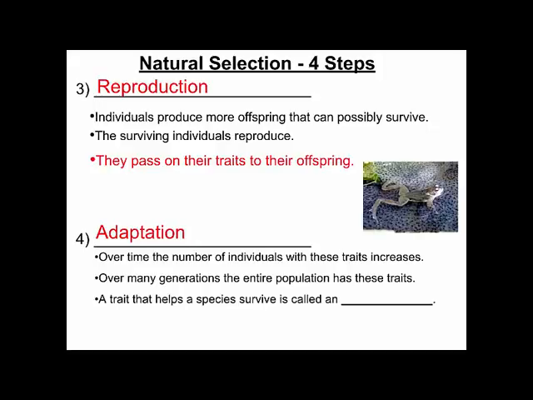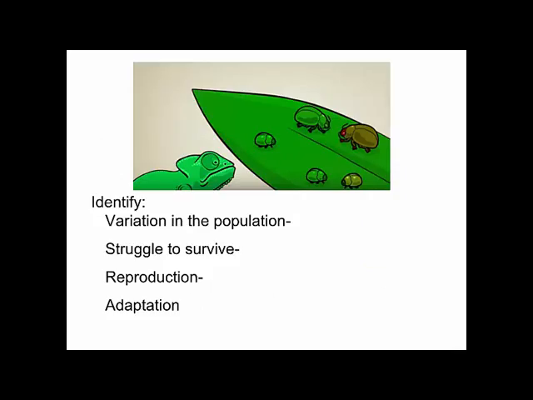And those traits, those characteristics that help an organism survive, we call them adaptations. So this frog being camouflaged, that's an adaptation that its species developed over a long period of time, helping it to be more successful. And that's what natural selection is. Survival of those best adapted, which leads to reproduction and over time a change in the species.